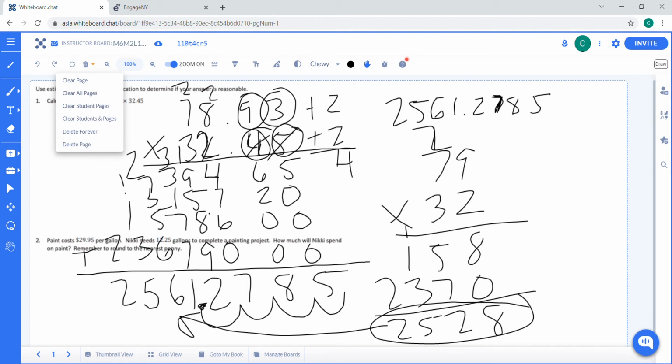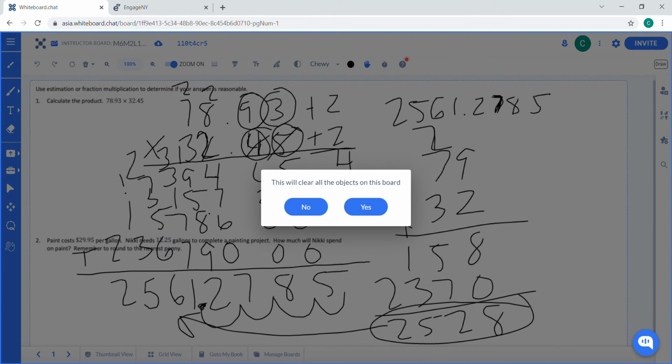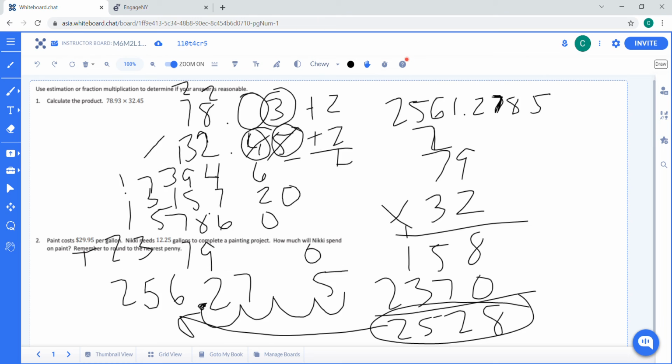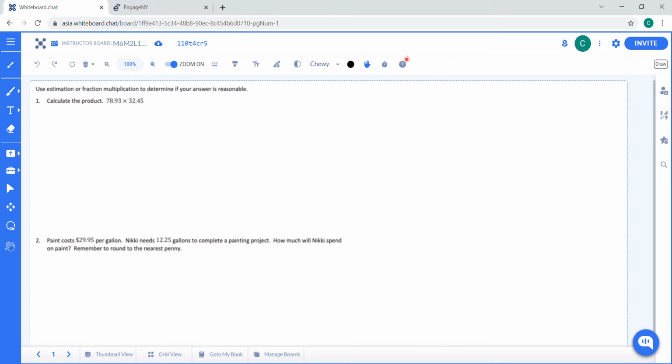I'm going to erase all of this. It says paint costs $29.95 per gallon. Nikki needs 12.25 gallons to complete a painting project. How much will Nikki spend on paint? Round to the nearest penny. Well, here's the thing. You normally don't buy gallons of paint in quarter gallons, which is 0.25. So Nikki's going to have to buy 13 gallons of paint.